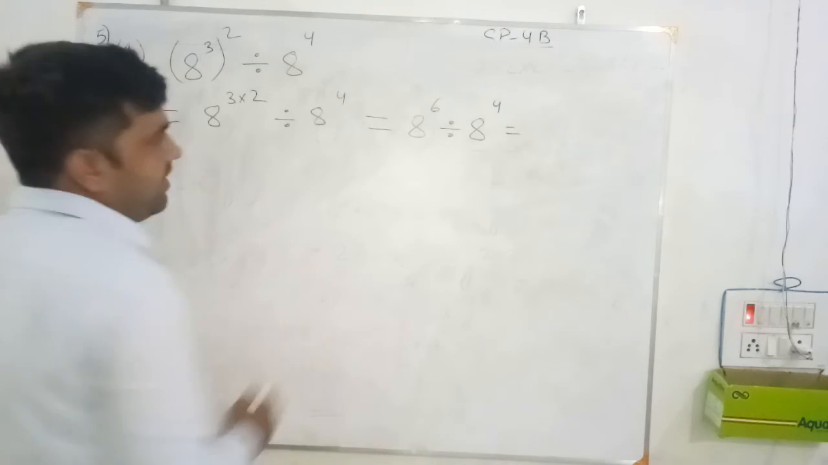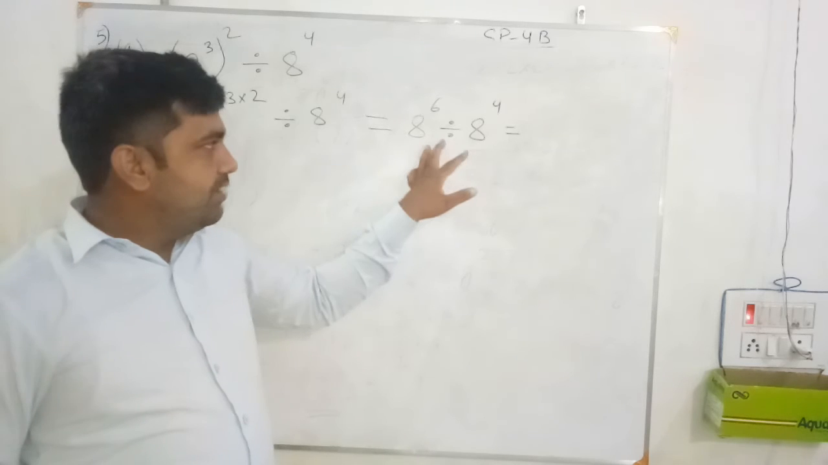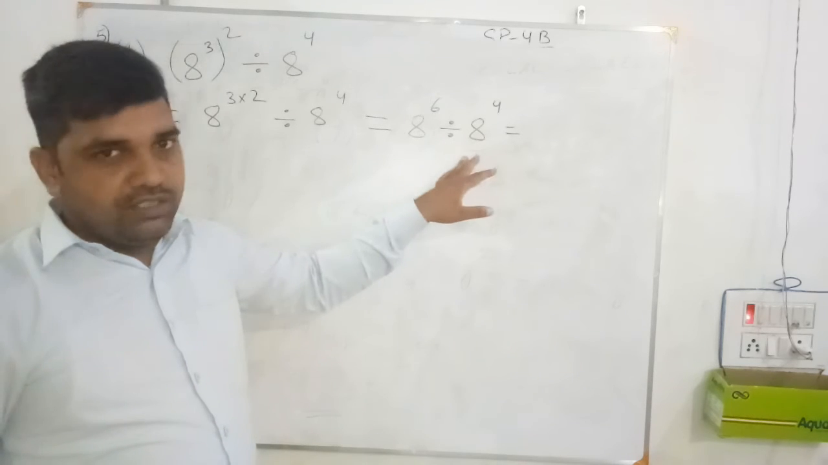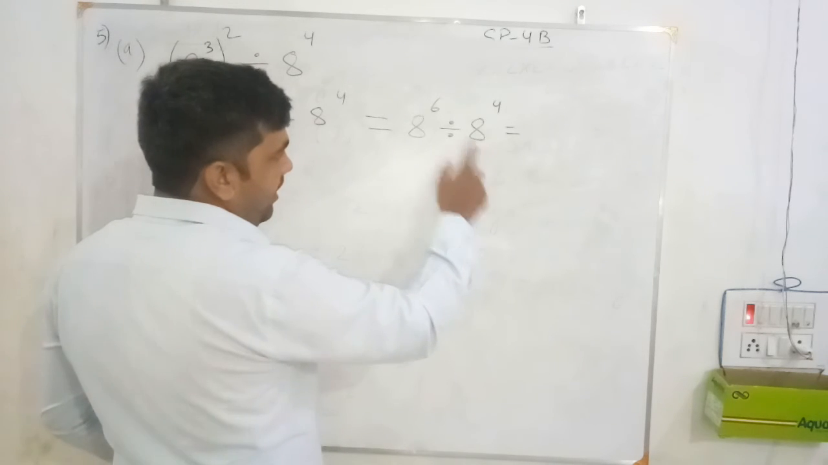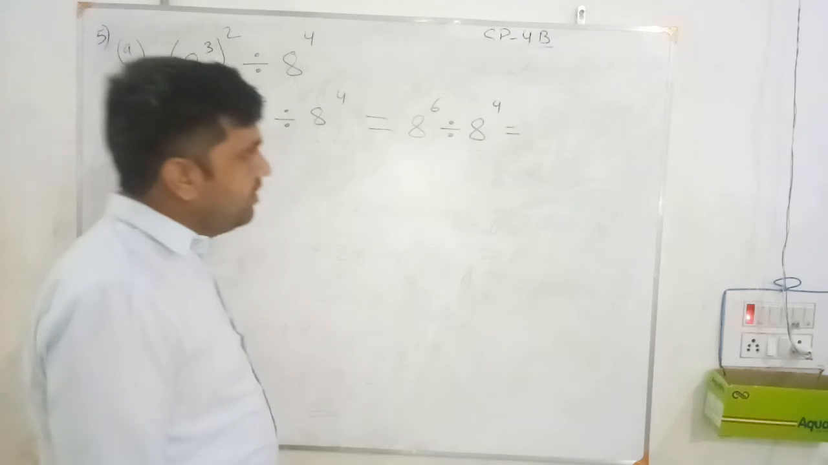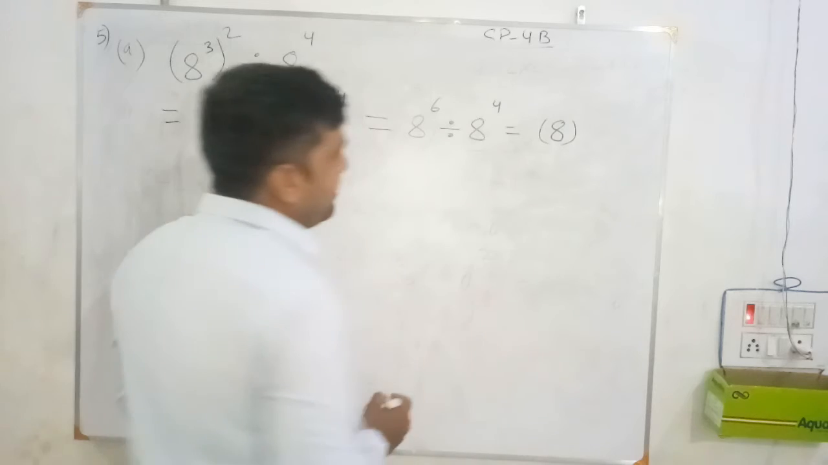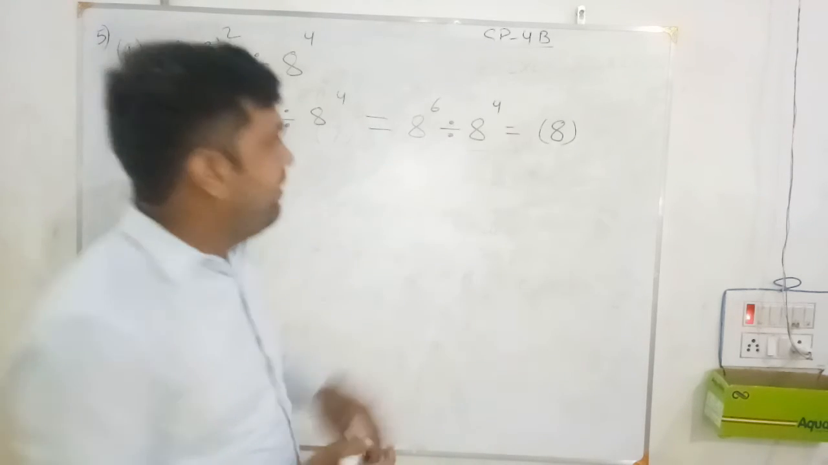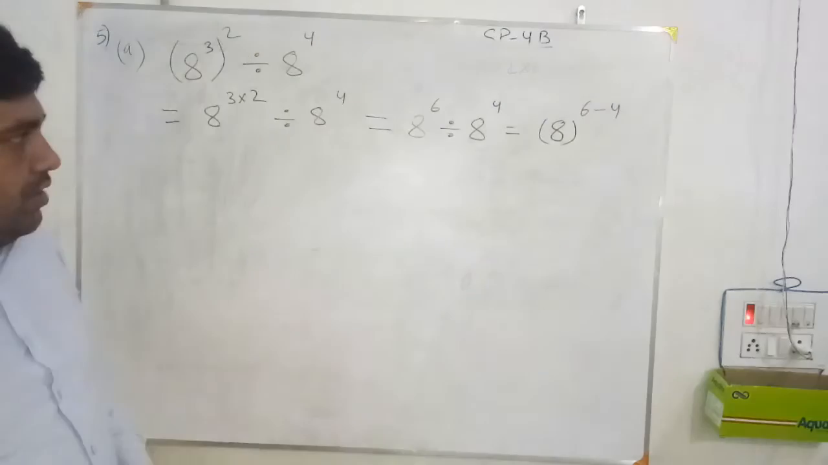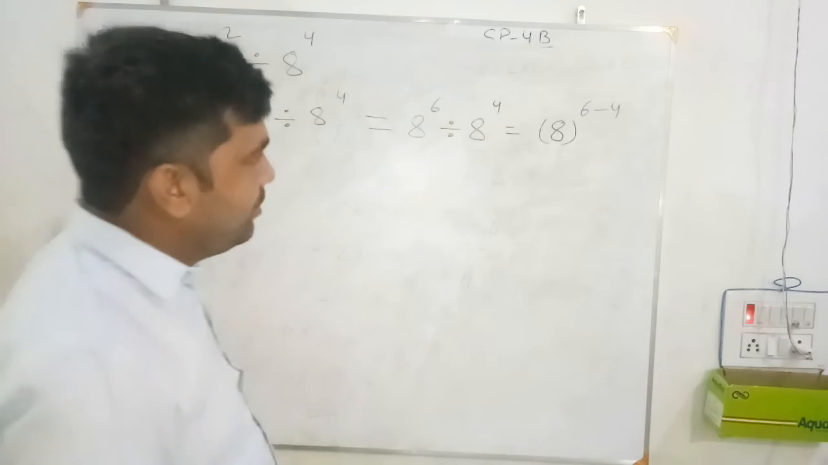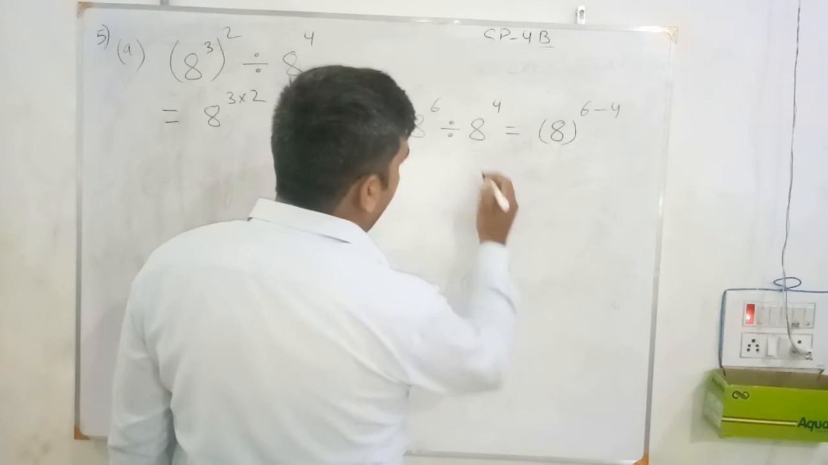Again you see, bases are same, powers are different, and the exponents are divided by each other. So take the base common. So here we apply the quotient law. When the bases are same and the powers are different and they are divided by each other, we take the base common and subtract the powers, first power minus second power, that is 6 minus 4. Here we are applying the quotient law, that is a to the power m divided by a to the power n gives you a to the power m minus n. So here we are using the quotient law.